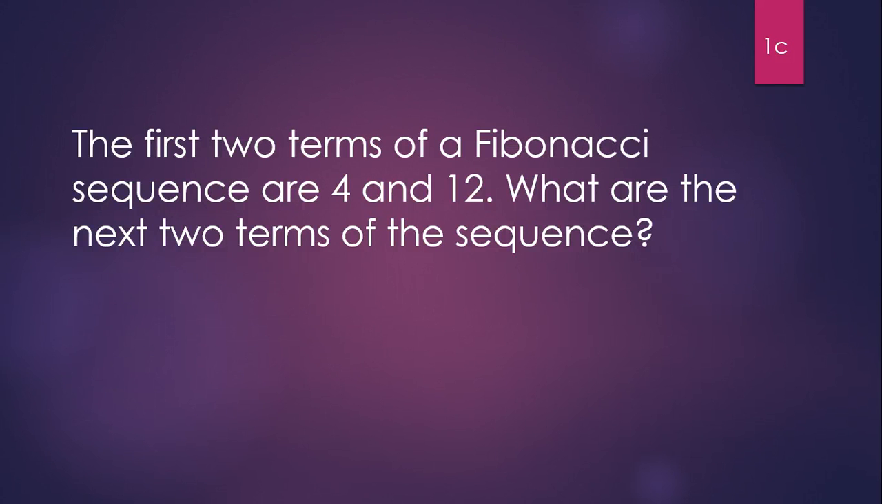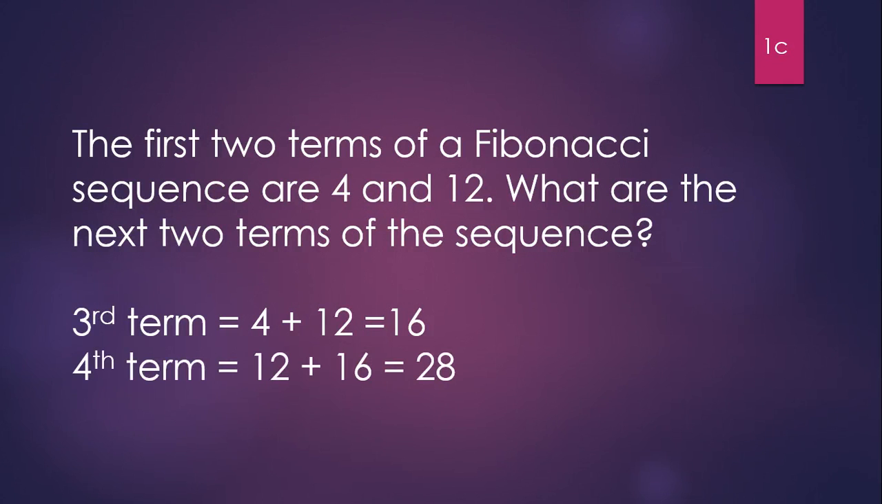The first two terms of a Fibonacci sequence are 4 and 12. What are the next two terms of the sequence? To get the third term, you add the 4 and the 12 to get 16. And then to get the fourth term, add the 12 and the 16 to get 28.